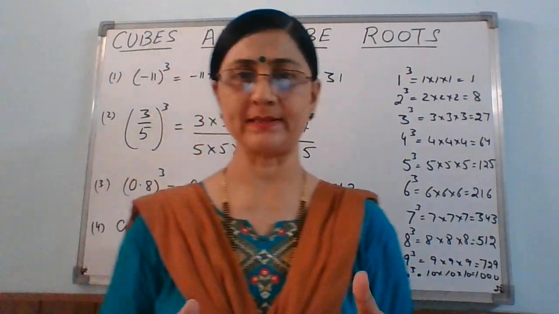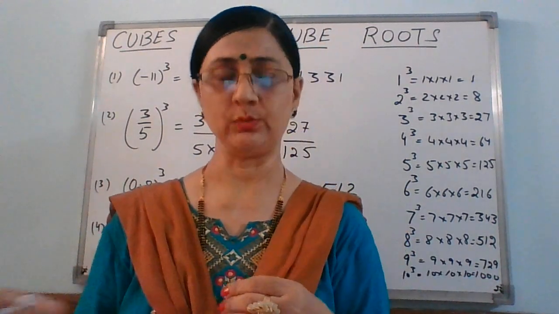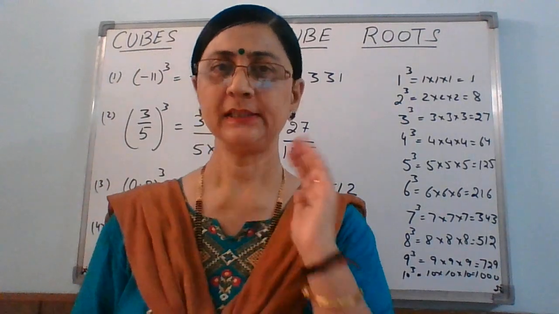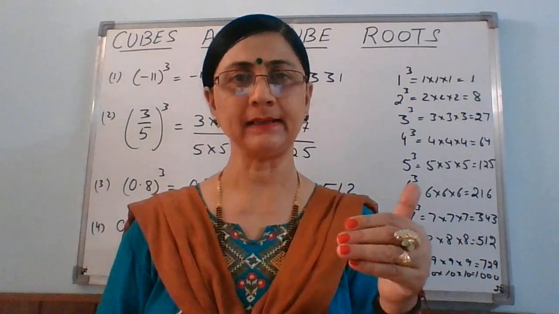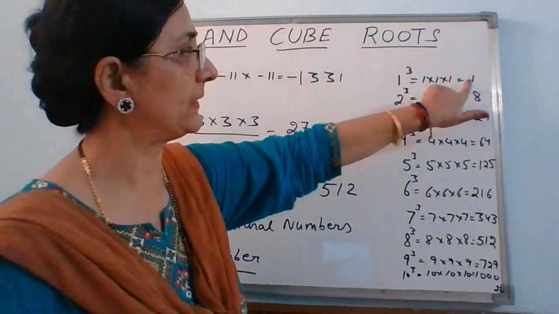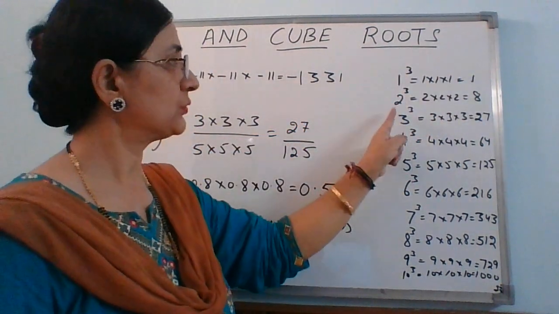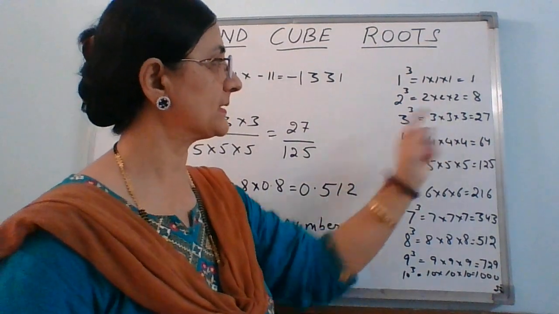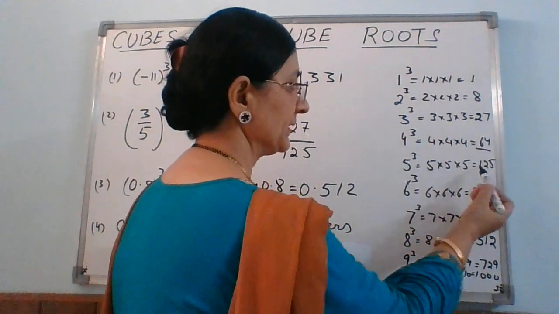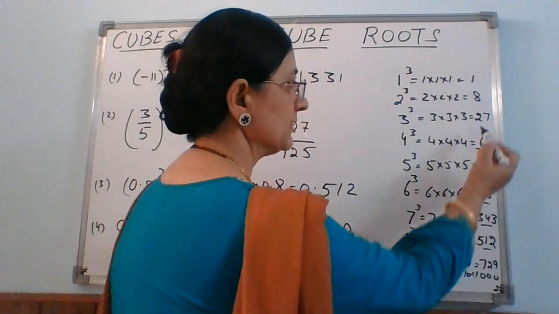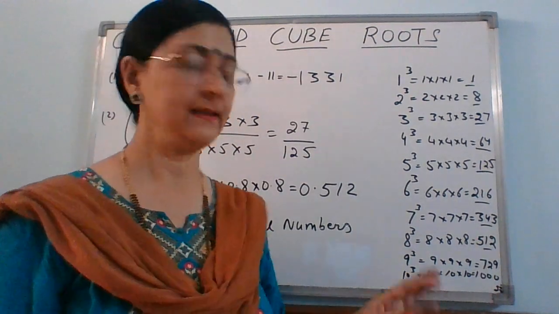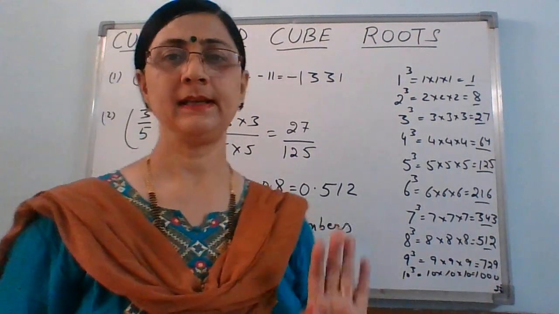Cubes means, like squares are 2 multiplied by 2, the cube of 2 means 2 multiplied by 2 multiplied by 2. Cube means you have to multiply that number 3 times, right? Like 1 multiplied by 1 multiplied by 1 is 1. 2 multiplied by 2 multiplied by 2 is 8. Similarly, the cube of 3 is 27. Cube of 4 is 64. Then 125 and so on. So you should learn the cubes of numbers at least till 10. Cube of 10 is 1000, right?